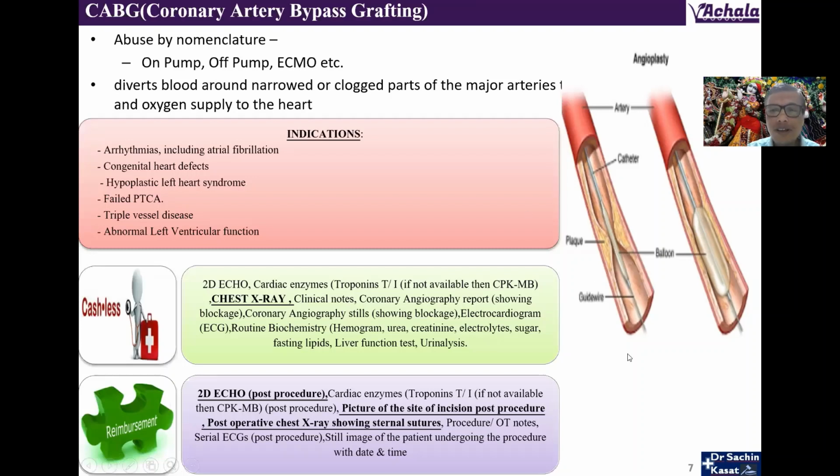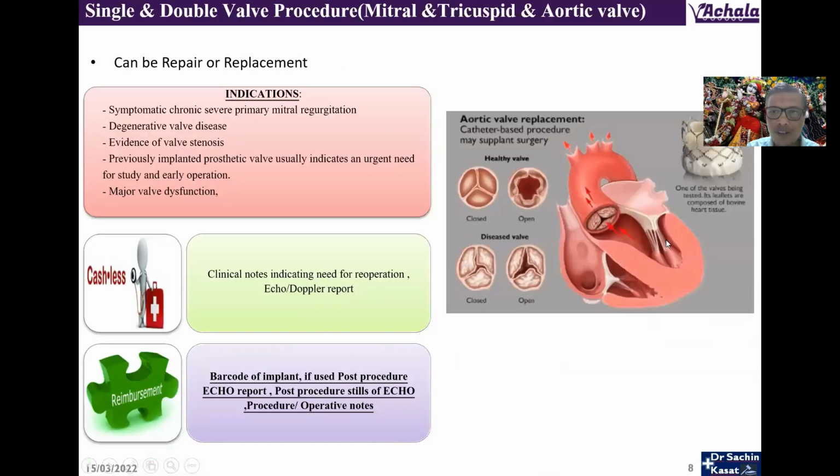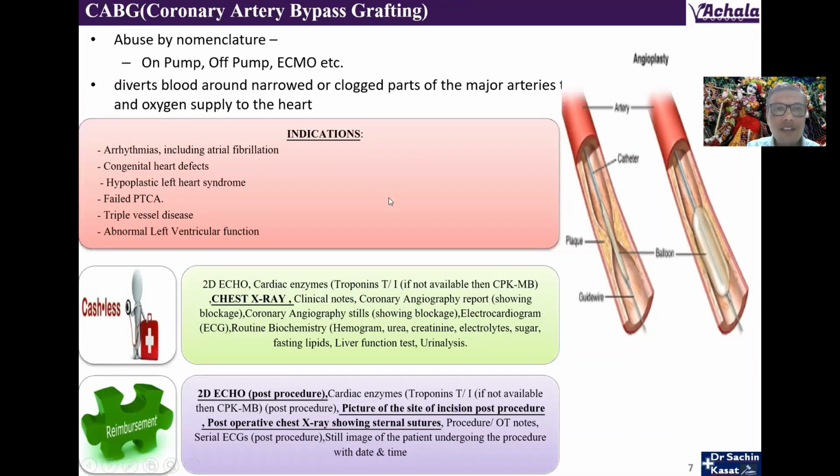CABG is again the same thing, the only difference being that instead of going in for angioplasties, here you will have the bypass happening. So you'll be taking a particular vessel from another part of the body and suturing it here where there is a block. The indications are going to be nearly the same. Important indications here would be failed PTCA and triple vessel disease or more. So it is up to 3 blocks in the heart. You allow PTCA up to 3 blocks; for 3 or more, you generally recommend going for CABG.